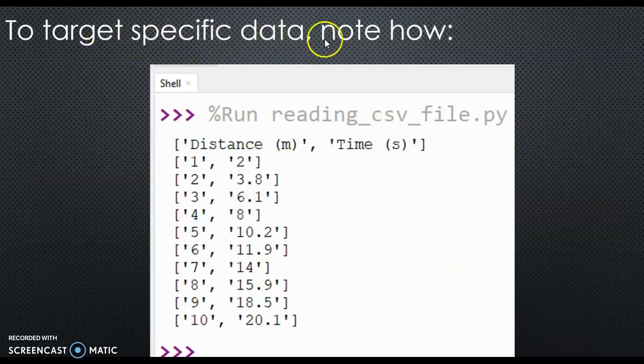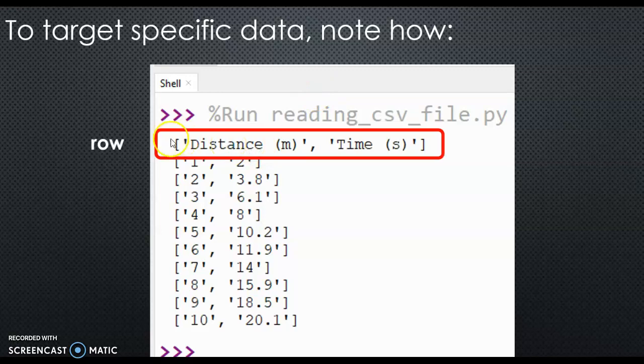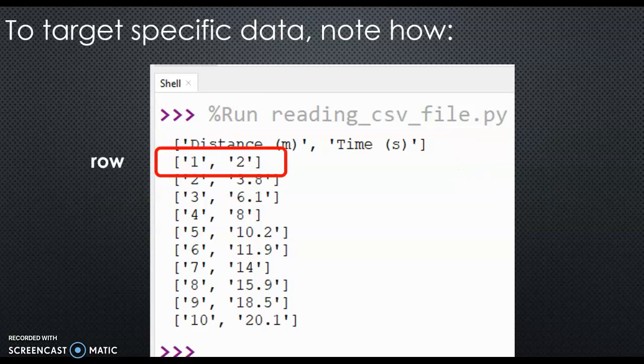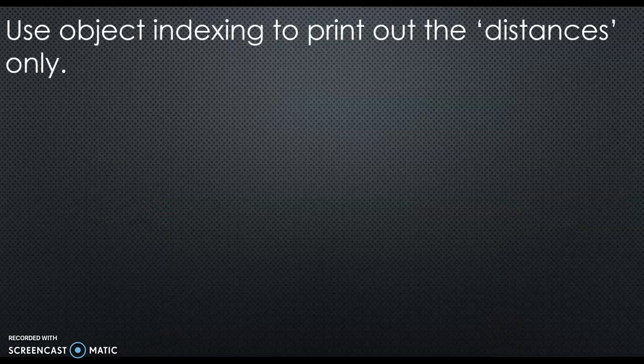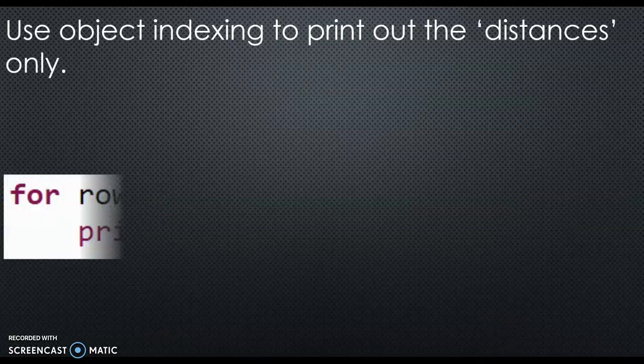Now to target specific data, note how this would be considered a row, and in that particular row, if you want to target something, use string indexing: row 0, so position 0 in that row, and then over here you would have row 1. So that's how we can target it there. And this would be another row. Each time row iterates around, that's the data it brings back. And if you wanted to target specific data, you might print row 0, or similarly row 1 if you wanted the times.